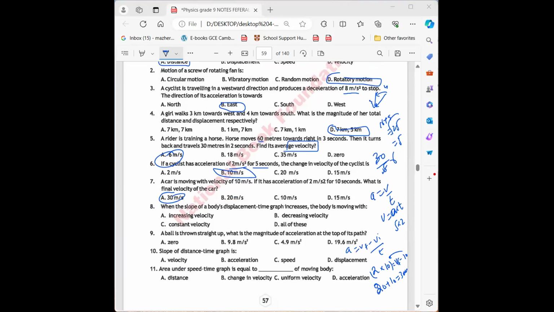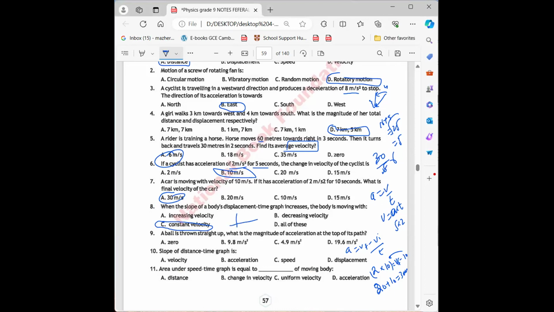Then we have, when the slope of a body's displacement time graph increases, the moving object is. If the slope is increasing, we discussed this yesterday. What would be the answer? What would its velocity be doing? Increasing. Non-uniformly was not mentioned. So we will go for constant velocity.